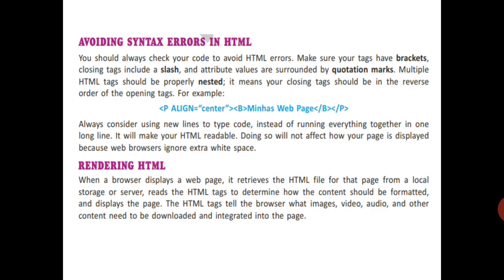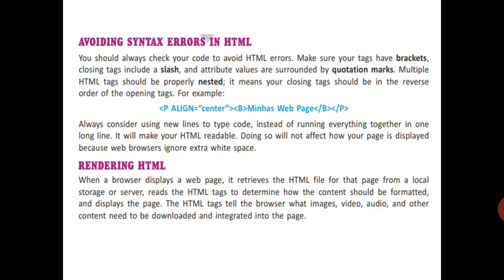For example, make sure your tags have braces, and closing tags have a slash, because container tags are those tags which contain a starting tag as well as an ending tag. So for ending tags, we have to use a slash. And the attribute values should be surrounded by quotation marks. We have to use double quotes. For example, here align is equal to center. Center is the value of the attribute. This value should be given within double quotes.